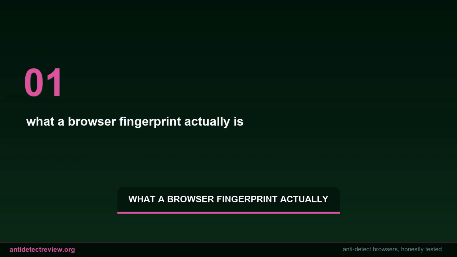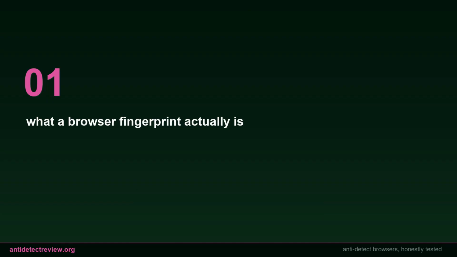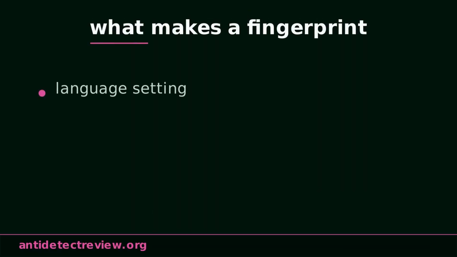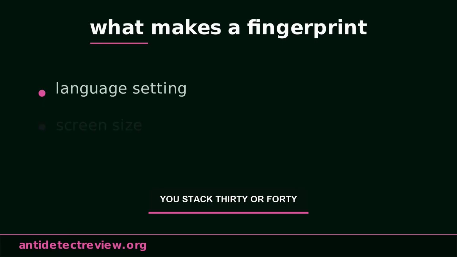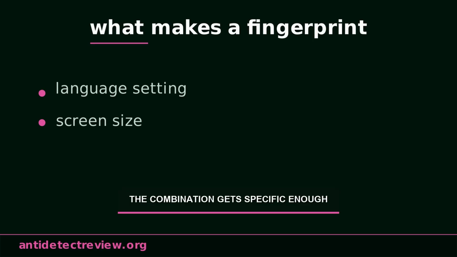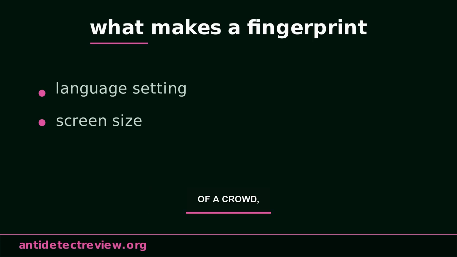What a browser fingerprint actually is. A fingerprint is just a bundle of small facts about your browser and your machine, collected quietly and meshed into one identifier. No single fact is secret. Your language setting is not a secret. Your screen size is not a secret. The trick is that when you stack 30 or 40 of these little facts together, the combination gets specific enough to pick your browser out of a crowd.